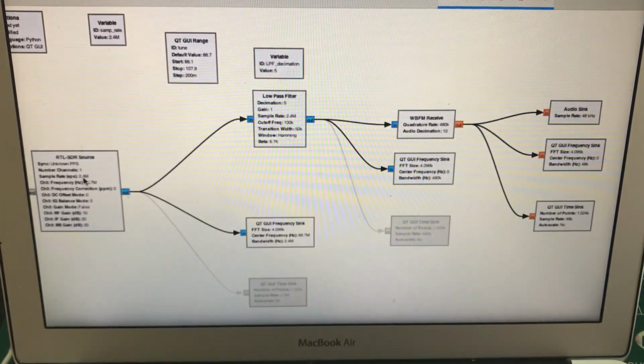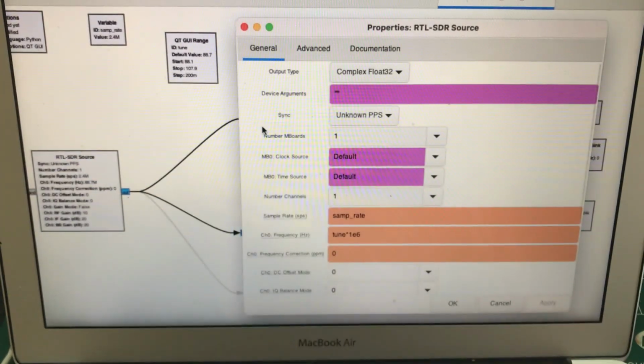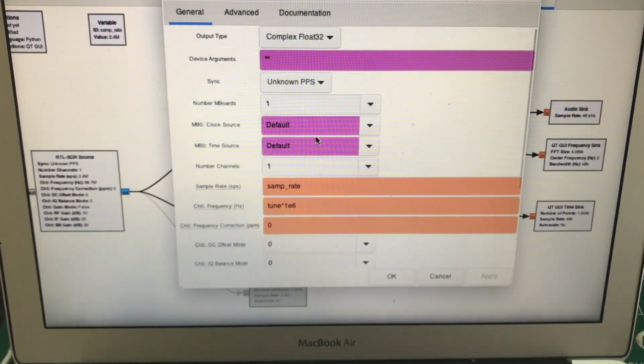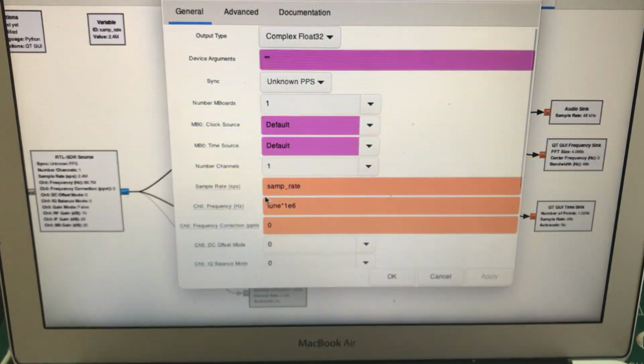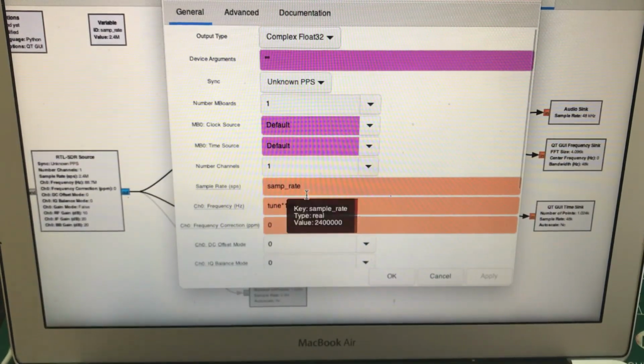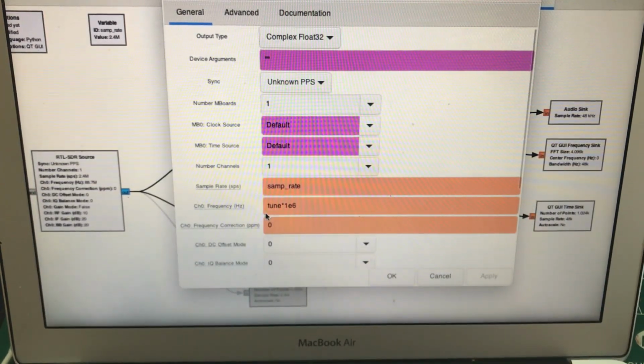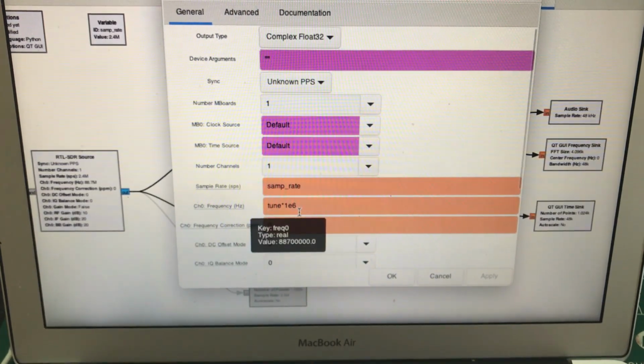Now let's just quickly look at your RTL source block. A couple of things you need to look at, just leave them as is. So your samp_rate is by default, throughout your flow graph, going to remain the same, samp_rate. Then I have channel 0, which has a frequency. This is a tunable frequency. So I have declared a variable which I'm calling tune, and I'm multiplying it by 1 mega, so everything will automatically be in megahertz.